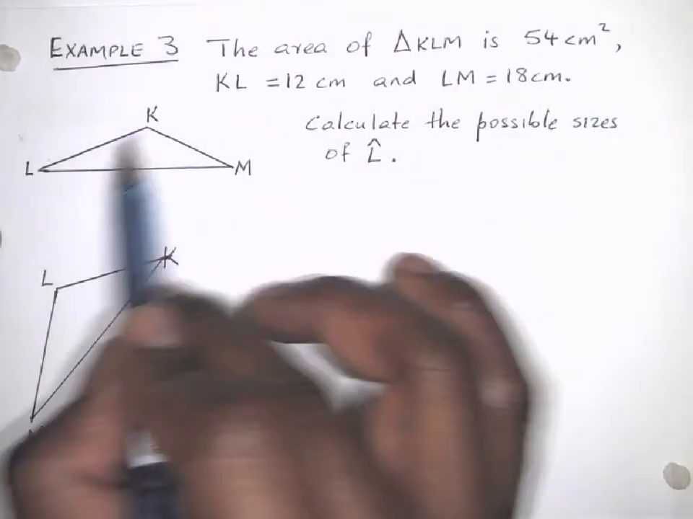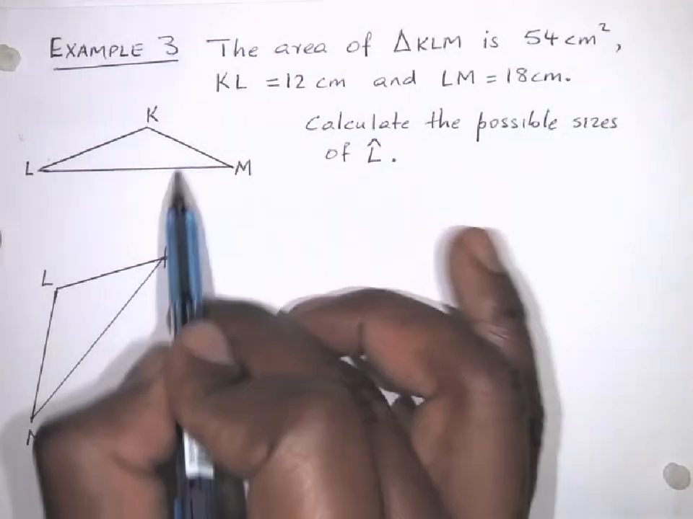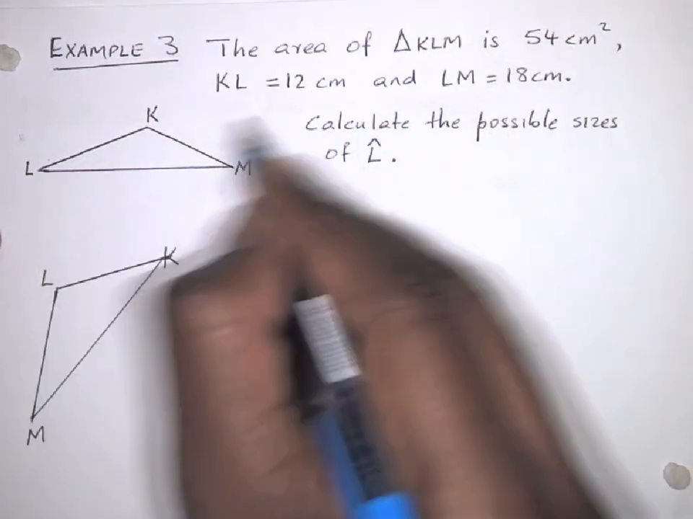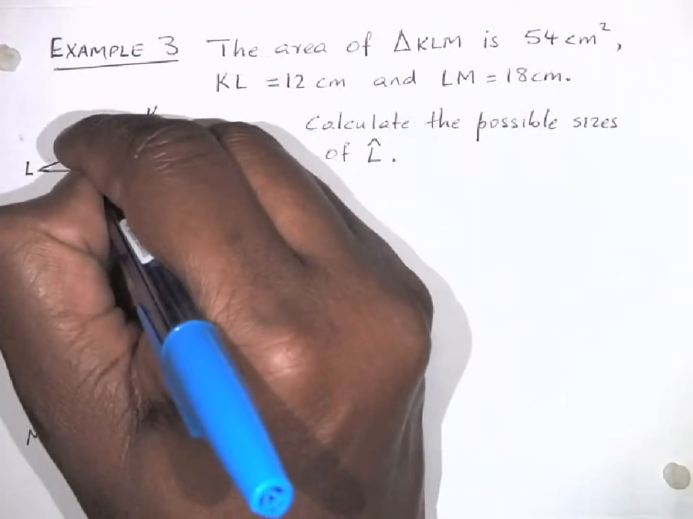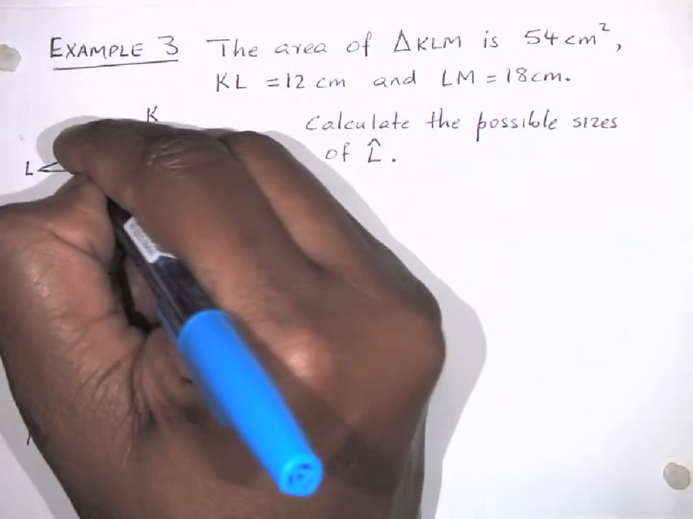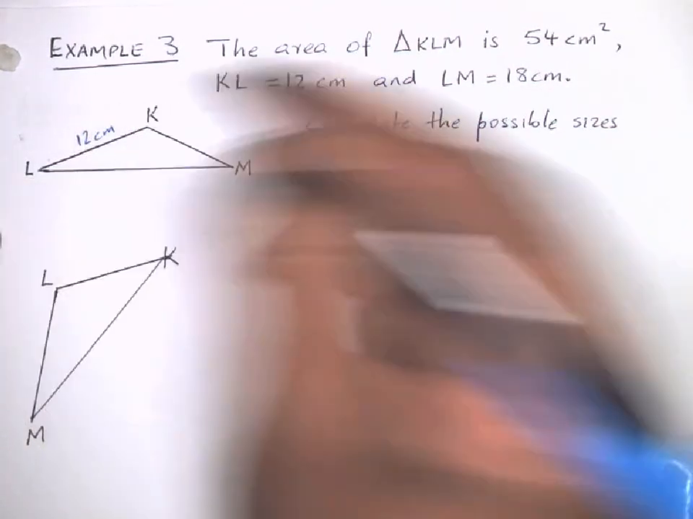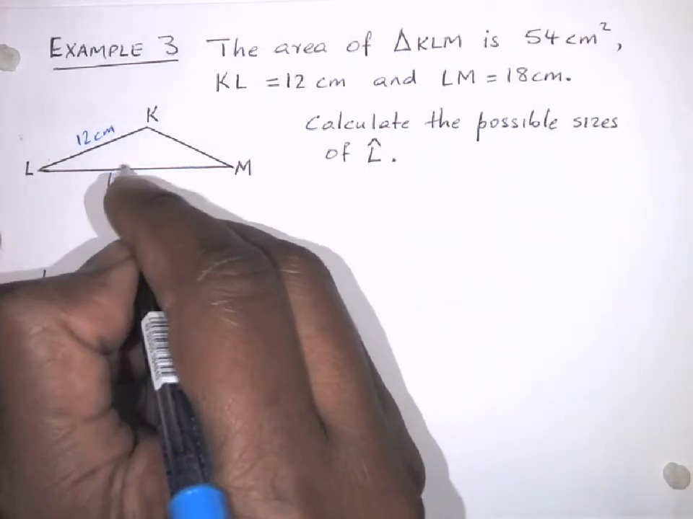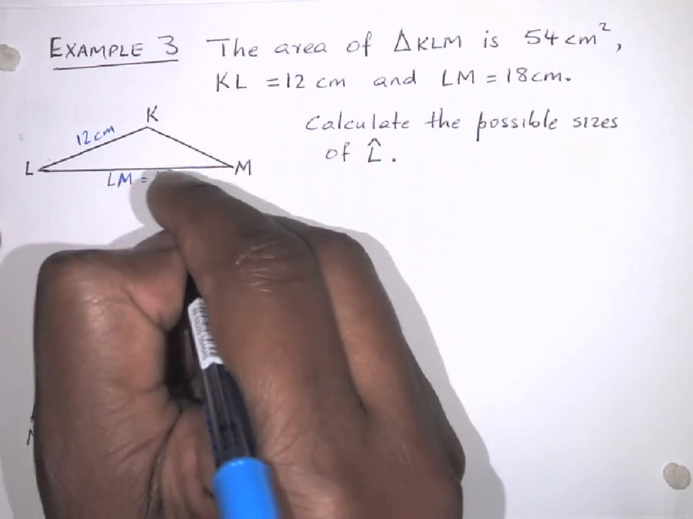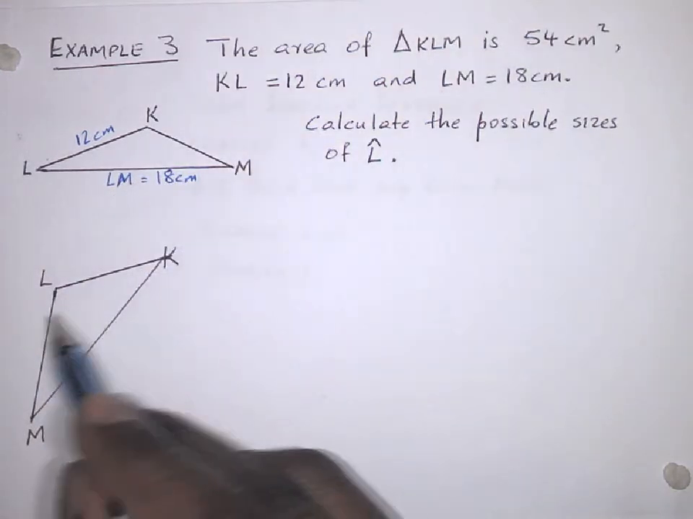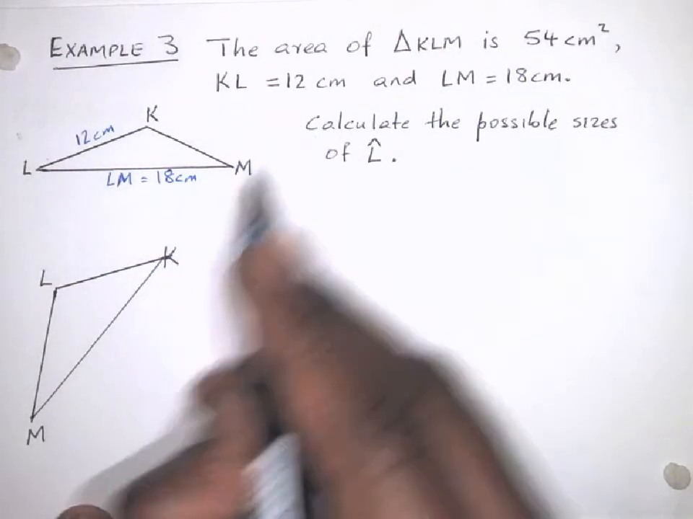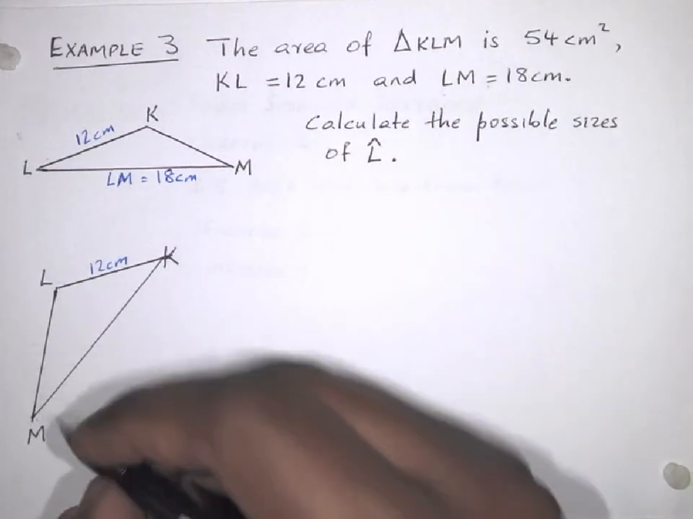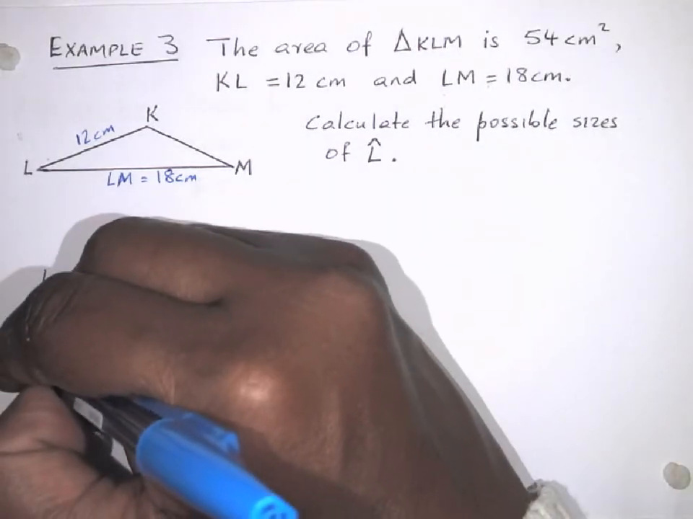The area is 54 centimeters squared. So the answer of the area inside is 54. But the length is 12 centimeters for KL, and then LM is 18 centimeters. Then let's fill in this one. They said KL was 12, so I've got 12 centimeters, and then they said LM is 18 centimeters. There is my 18 centimeters.